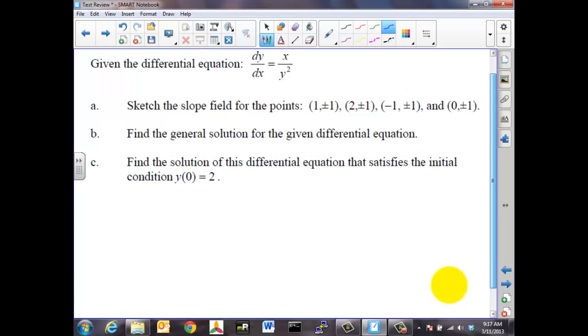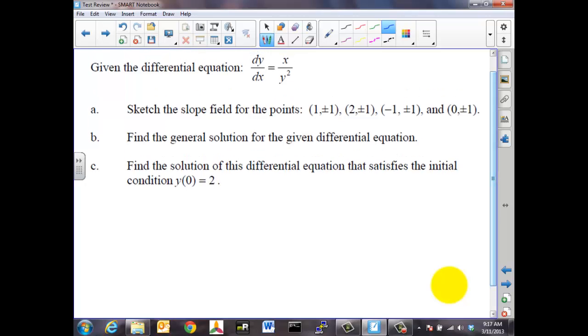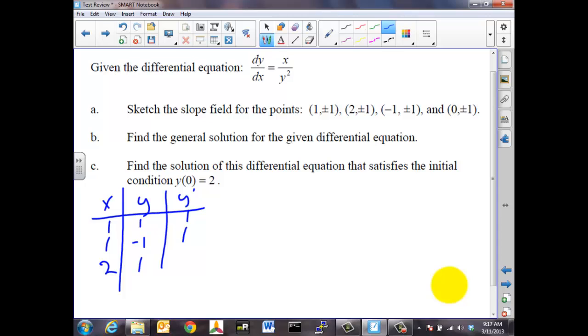To do the slope field, you need to get your x, your y, and your slope, which is your y prime. We've got 1, 1, and when we put 1, 1 in there, we get 1 out. And we got 1, negative 1, and we get 1 out. 2, 1, that's 2 over 1, which is 2. 2, negative 1, that's also 2. And we do that for all the points.